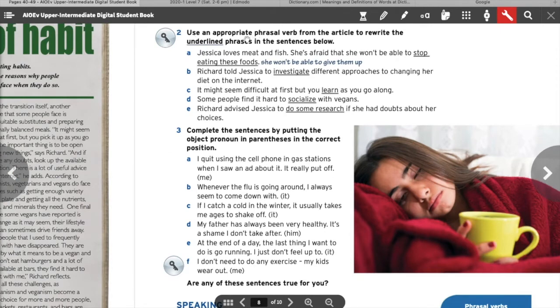Number 2. Use an appropriate phrasal verb from the article to rewrite the underlined phrases in the sentences below. And here we have underlined phrases. Jessica loves meat and fish. She's afraid that she won't be able to stop eating these foods. The correct answer here, replacing this, she won't be able to give them up. Okay?